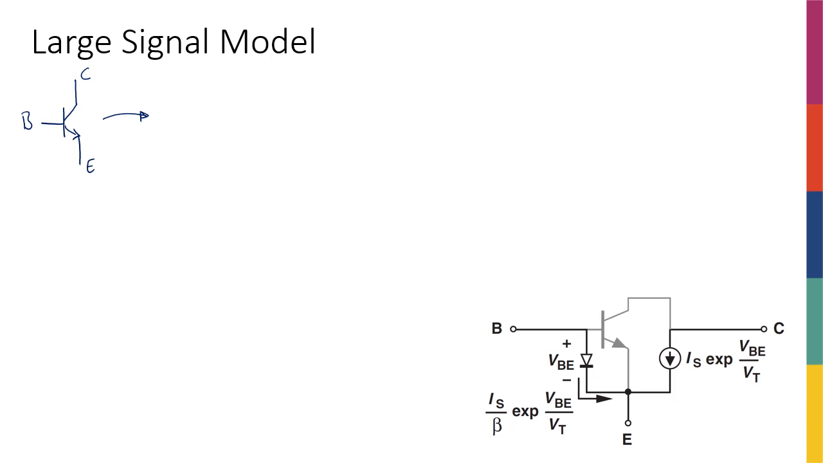If I can redraw my circuit and replace this symbol that is unfamiliar to me, and I'm not really comfortable writing current and voltage equations with it, I can replace it with this kind of a model. I can say that if I have a base here, whatever voltage is between base and emitter, let's call that voltage VBE, is going to result in a current that is basically equal to IS exponential of VBE over VT, right?